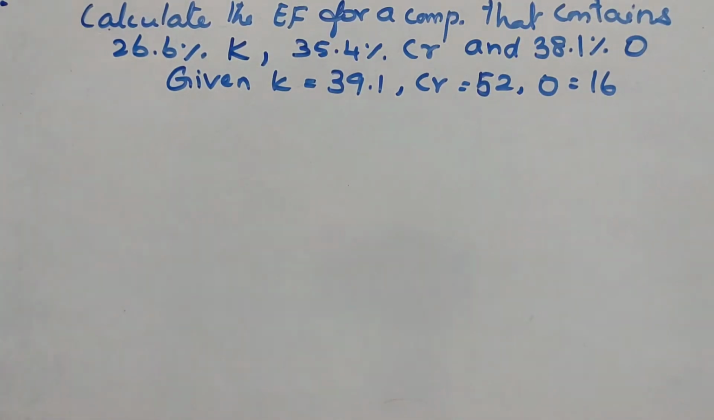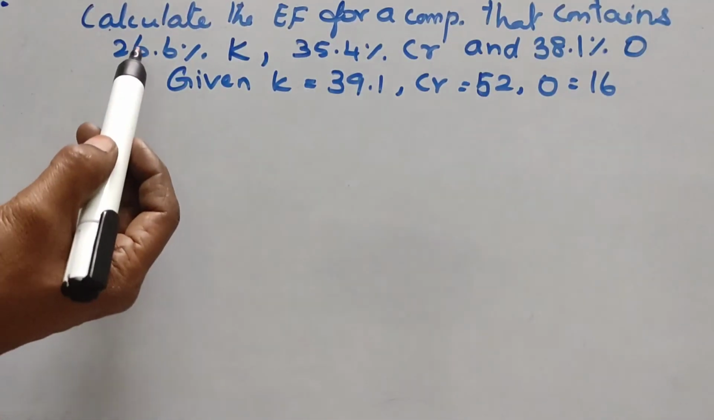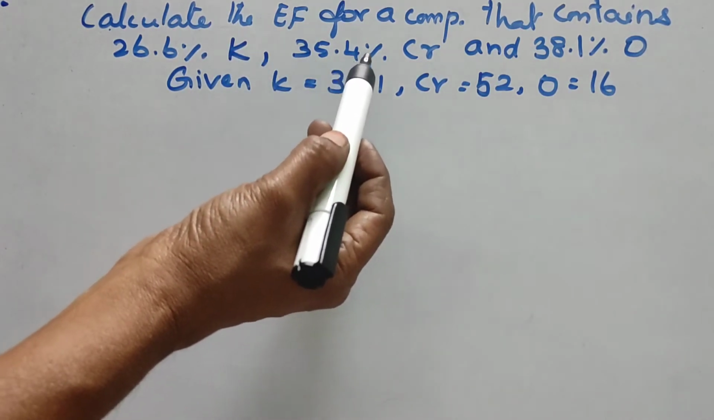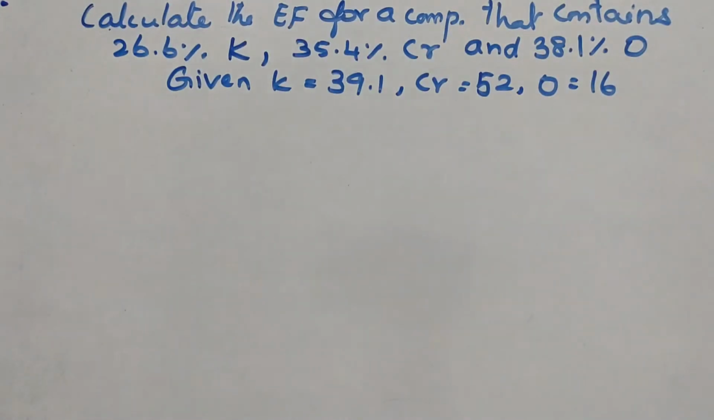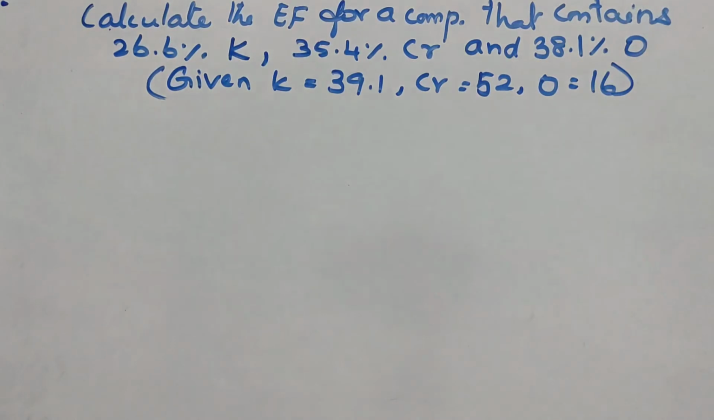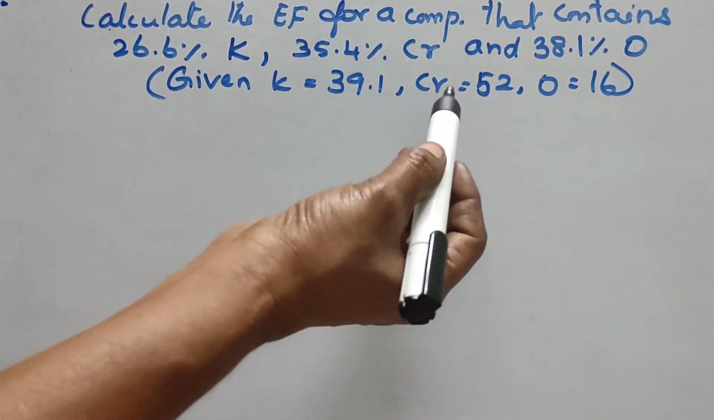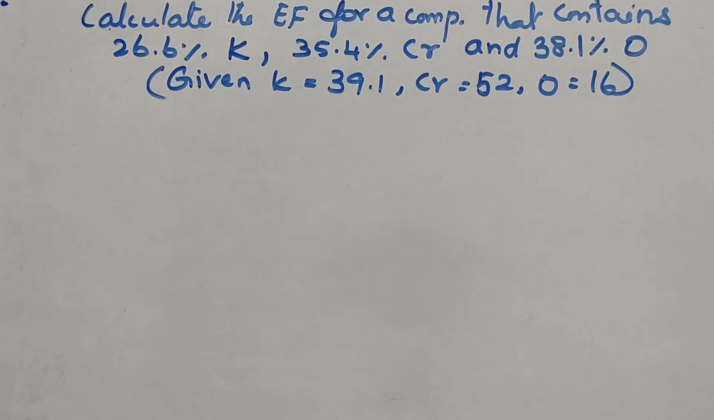Let us see one example. Calculate the empirical formula of a compound that contains 26.6% of potassium, 35.4% of chromium and 38.1% of oxygen. Along with that, the atomic mass is also given here. Potassium 39.1, chromium 52, oxygen 16.